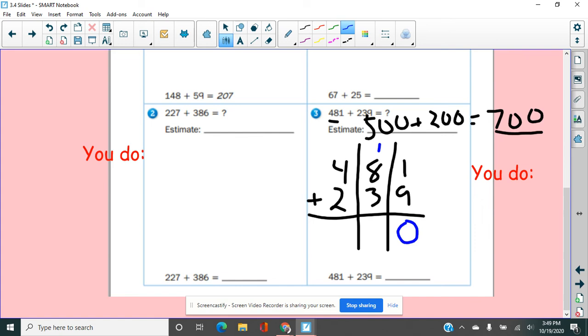What's 1 plus 8 plus 3? How much would that be? 12, right? So the 12, we'll put the 2 here and carry the 1. 1 plus 4 is 5, plus 2 more is 7. 720. Look at that, right? That's why we estimate, to make sure our answer makes sense.